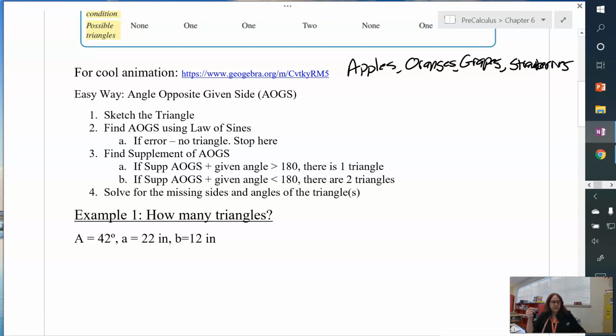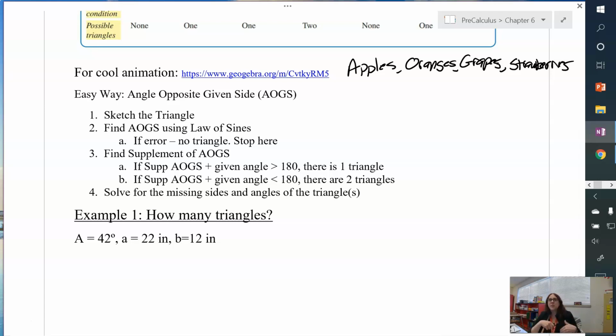And what I've done is I've listed for you the quick and easy way to do this. I've put down the steps for you. Step 1, you're going to sketch a triangle. Step 2, you're going to find the fruit angle using the law of sines. Now, if you get an error, then you don't have a triangle. You're going to stop right there.